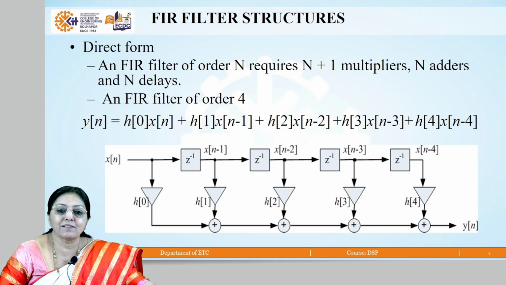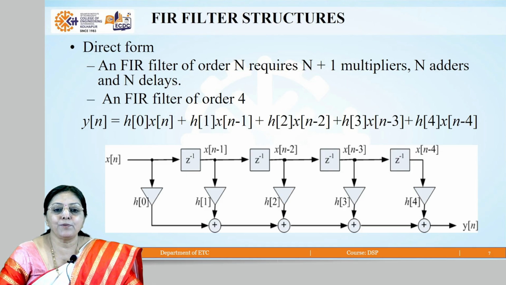For this difference equation, we require N plus 1 multipliers, because h of n is multiplied with x of n, and the output we are going to achieve is y of n. We require N adders and N delays. This is the structure of the direct form 1 FIR filter realization. x of n is the input, y of n is the output. From the equation itself we realize h of 0 x of n.